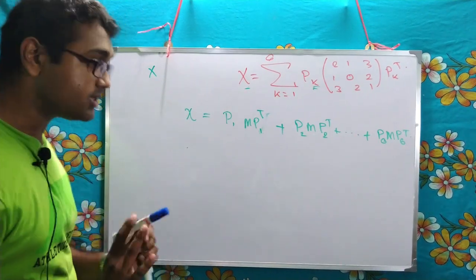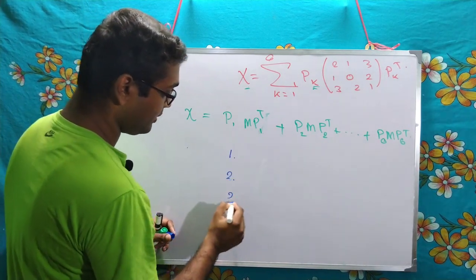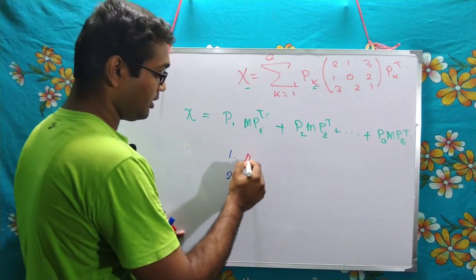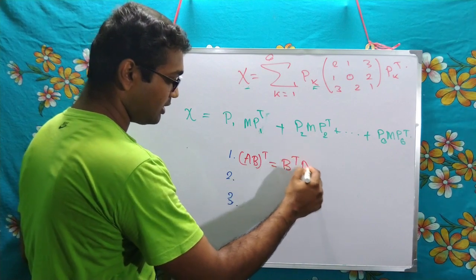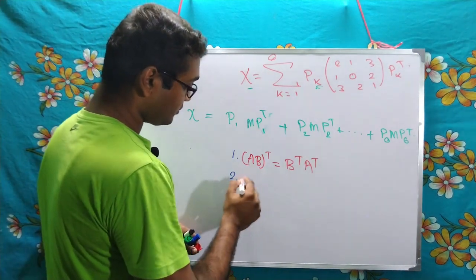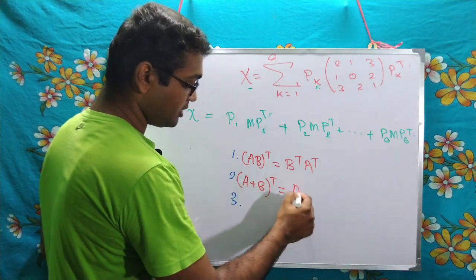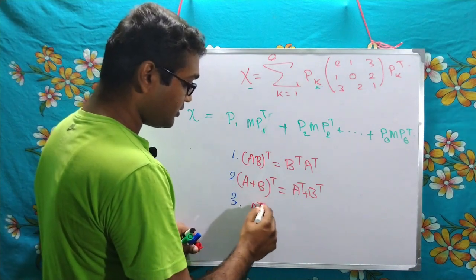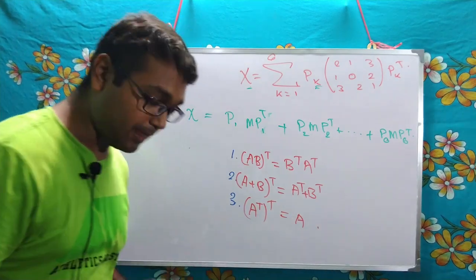You guys watch this carefully and note down. Property number 1, 2, 3. Property number 1 says that (AB) transpose is equal to B transpose A transpose. Second one is (A plus B) whole transpose is A transpose plus B transpose. Third one is A transpose transpose, I mean transpose of A transpose is again equal to A.